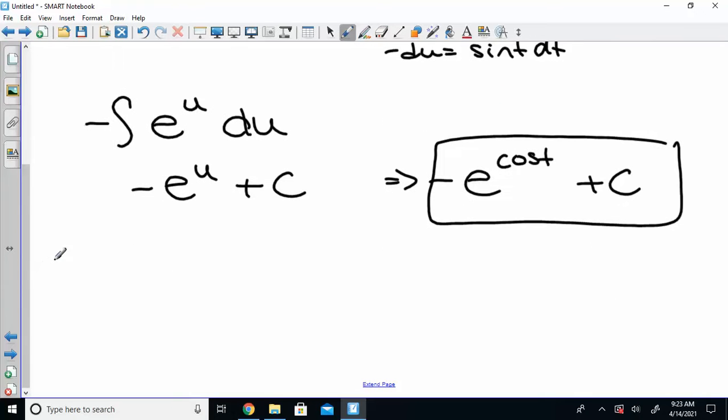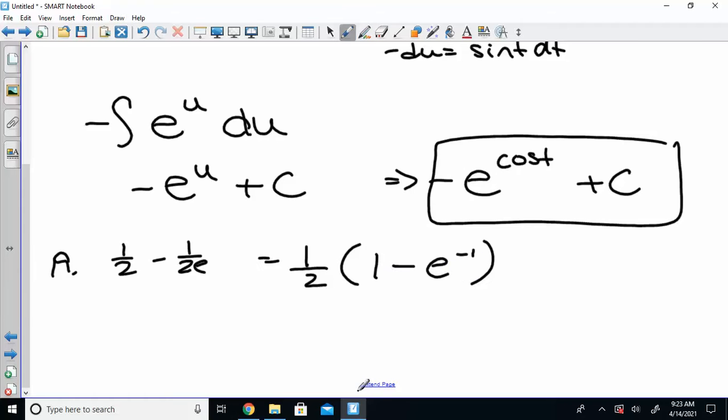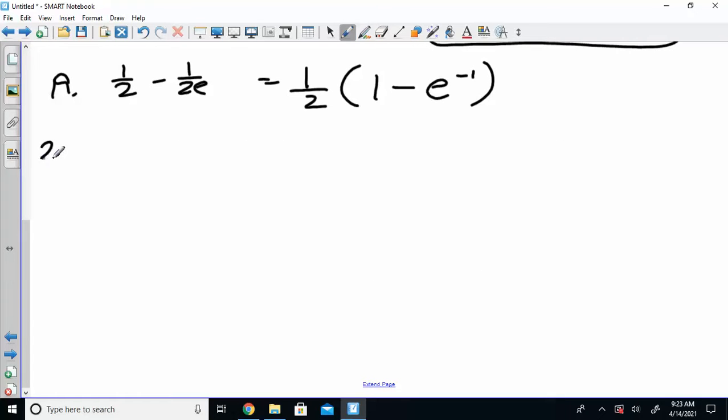Number 19, you should have gotten 1/2 minus 1 over 2e. Different ways you could write that. You could have like 1/2 times 1 minus e to the negative 1. That's equivalent. Problem number 20, you should get 10 over 3. 21 we asked about.